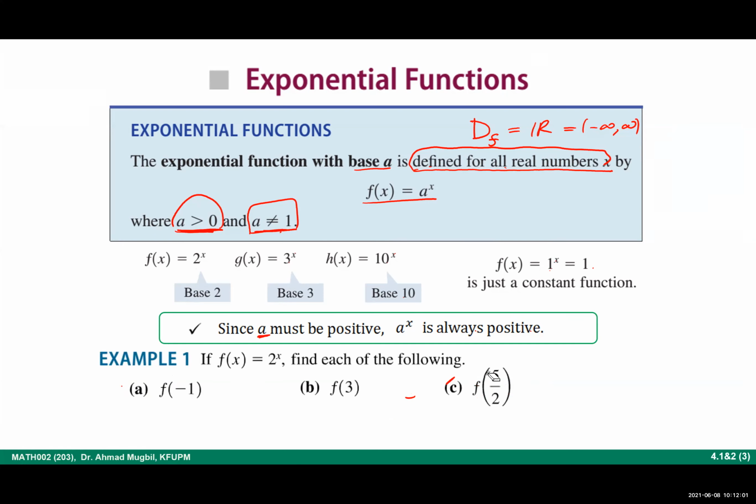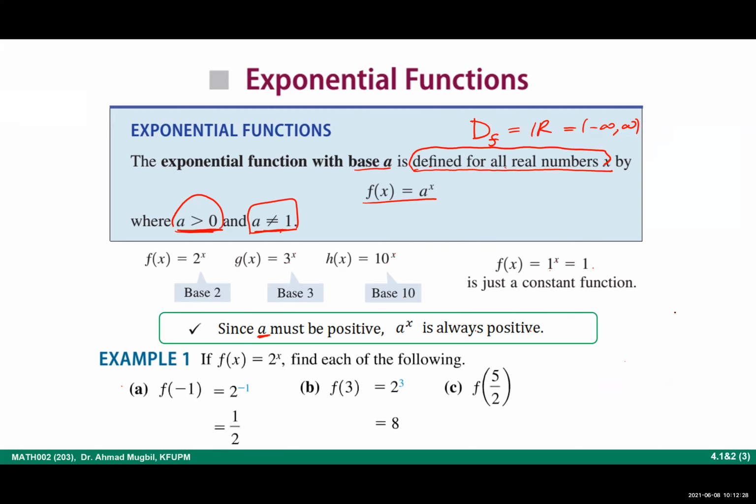For instance, look at this: 2 to the power x. Whatever x is, this will always be positive. For x positive, you will get positive. For x negative, like here, 2 to the power -1 is 1 over 2. It is the reciprocal. So always it is positive. This is, of course, also true for 2 to the power pi.